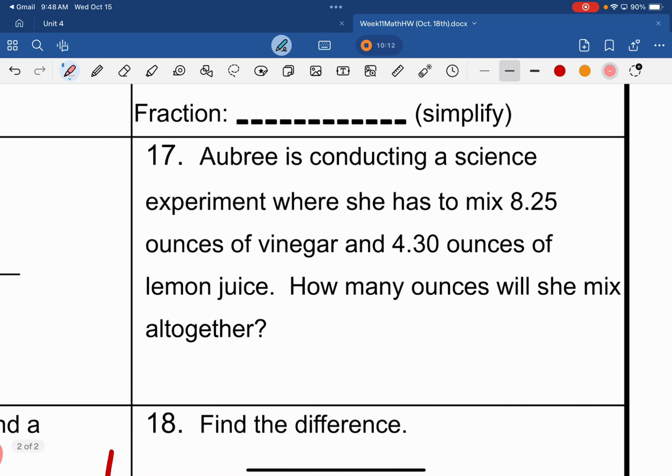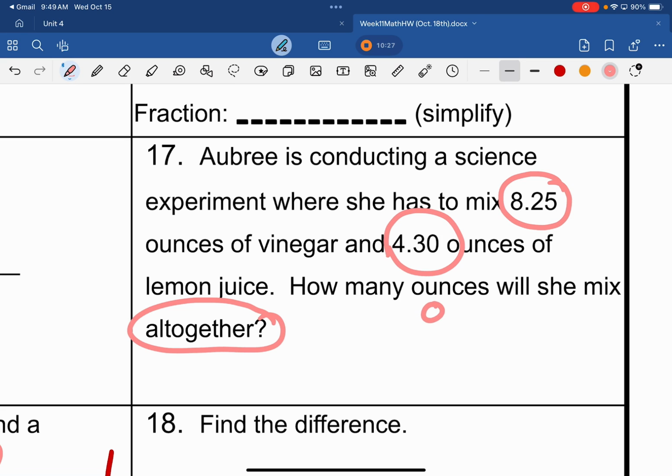All right. Aubrey is conducting a science experiment where she has to mix 8 and 25 hundredths ounces of vinegar and 4 and 30 hundredths ounces of lemon juice. How many ounces does she have all together? What are we doing? Adding. And so all we have to do is stack them up, make sure our decimals are lined up.